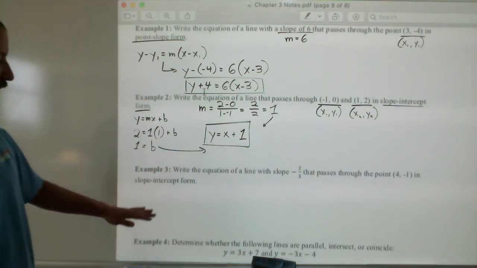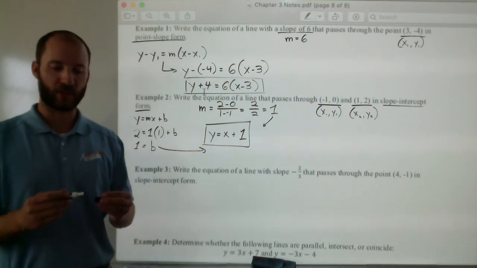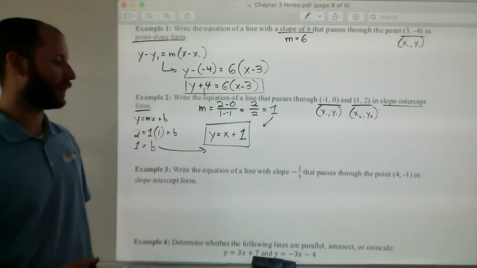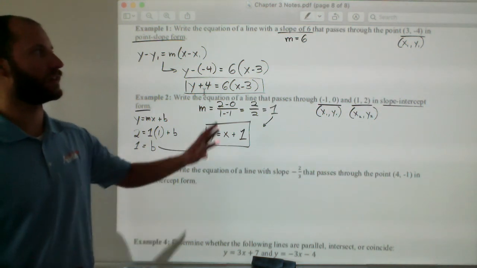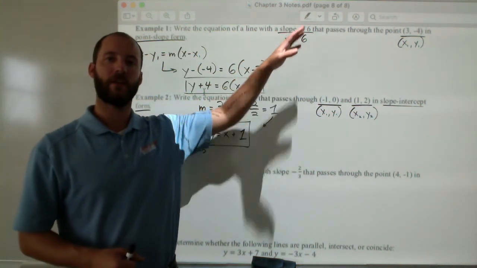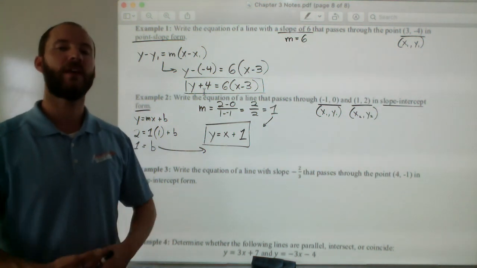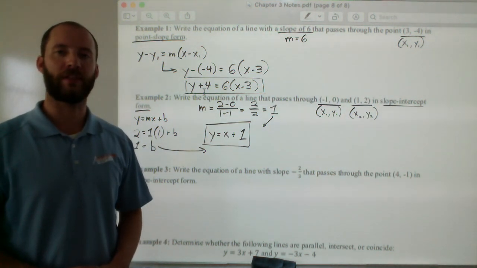So for examples 3 and 4, go ahead and problem solve those, figure it out. Example 4, determine whether the following lines are parallel, intersect, or coincide. You want to go back to the top, look at those 3 cases and what you need to determine each case, and you can check your answers with my completed notes online.